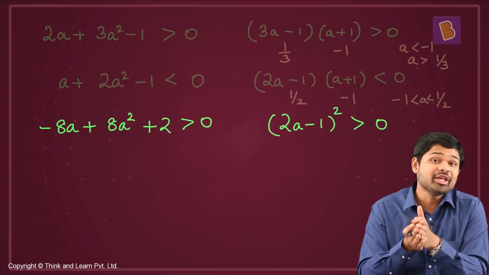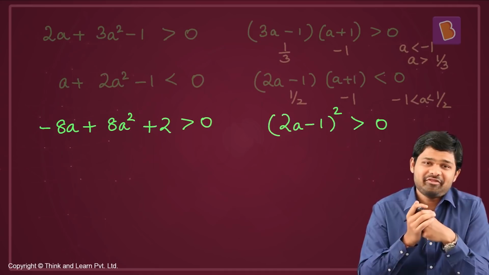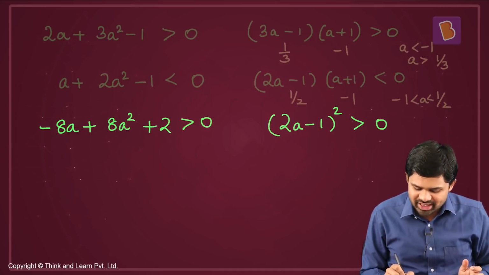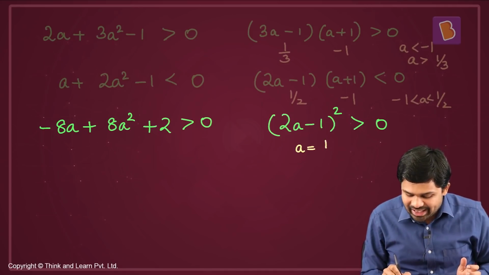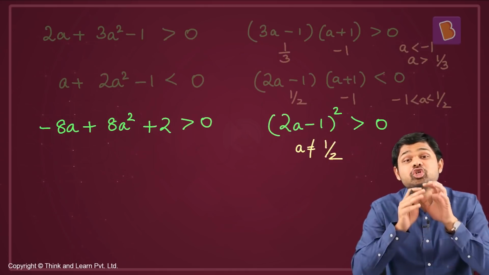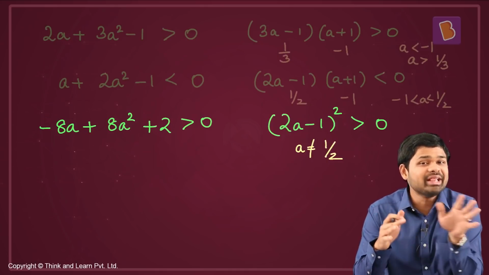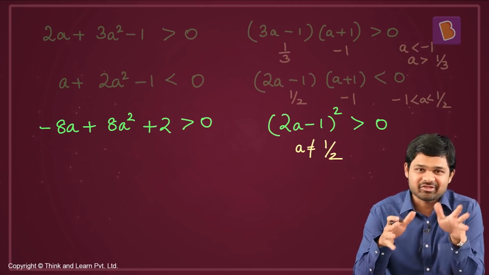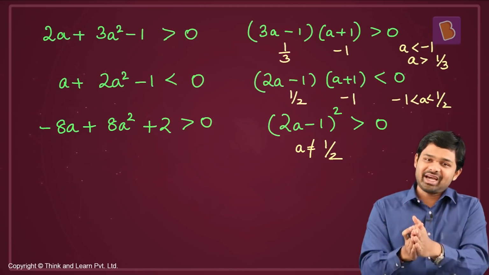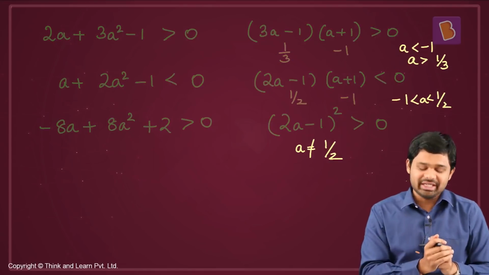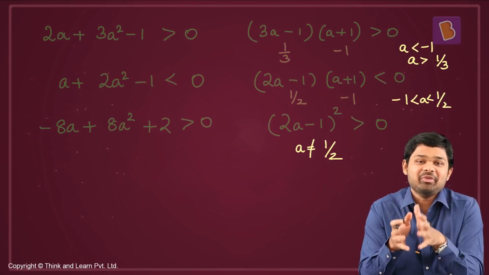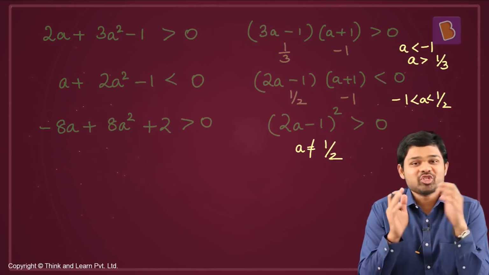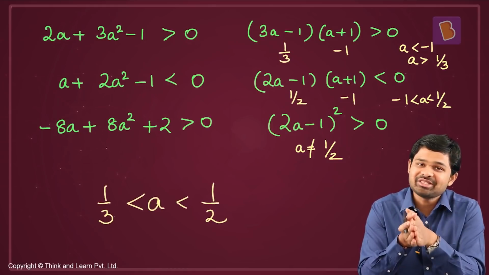Now this is always true except for the case when the left hand side is equal to 0. The left hand side will be equal to 0 when a is equal to half. So a should not be equal to half. For all the other values, this inequality is always satisfied. So this means that my final answer is going to be that region of intersection, which is a lying between 1/3 and a half. So the correct answer to this question is a lies between 1/3 and a half.